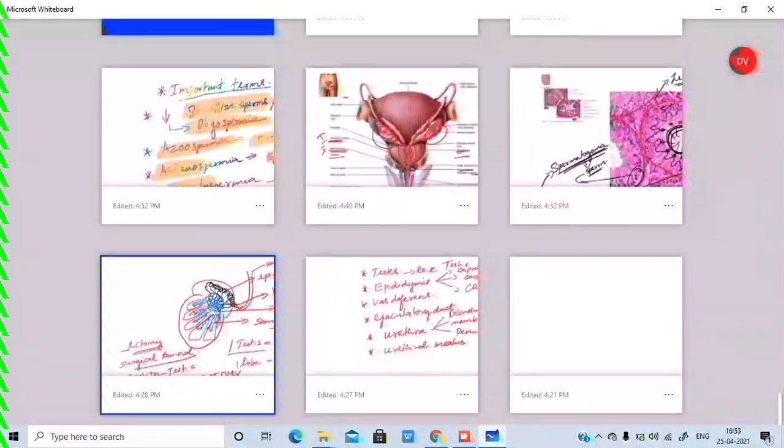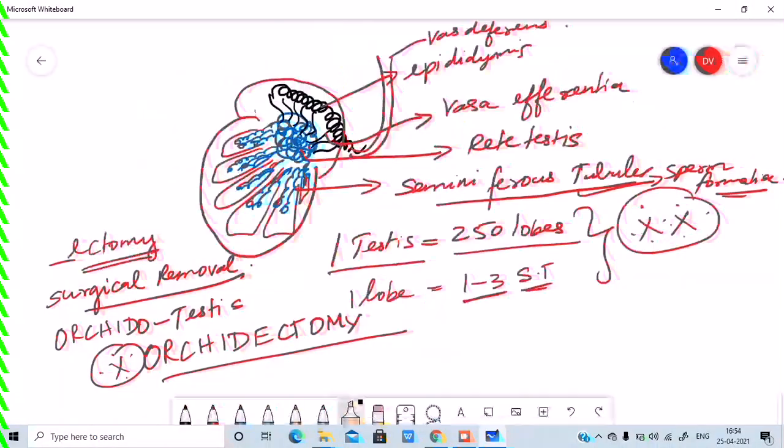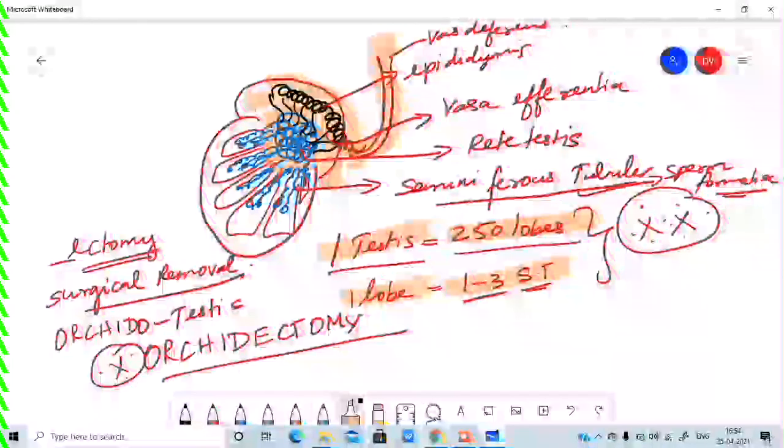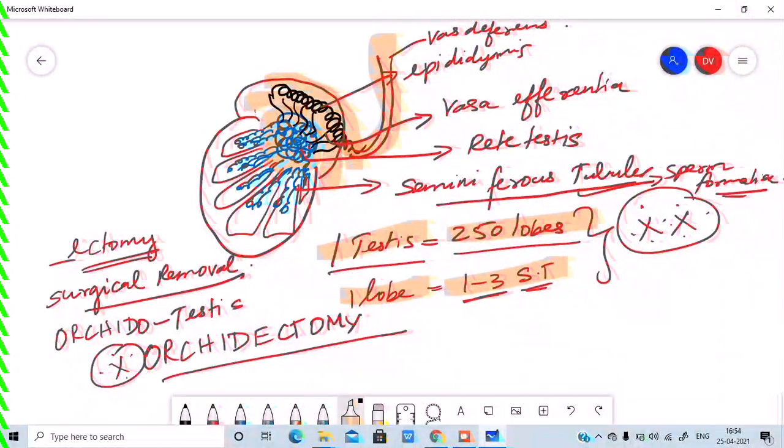Alright guys, and then we talked about the cross section of the testis, how it looks. Each testis has 250 lobes and one lobe has 1 to 3 seminiferous tubules. These seminiferous tubules form the rete testis, that forms the vasa efferentia and the epididymis, and that enters into the vas deferens. So this you have to know, and the surgical removal of the testis is known as orchidectomy. Orchido plus ectomy is orchidectomy.